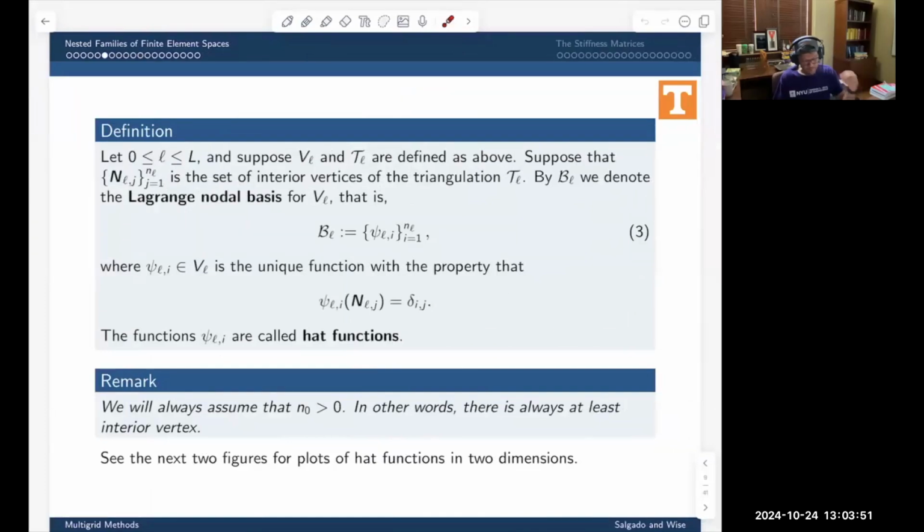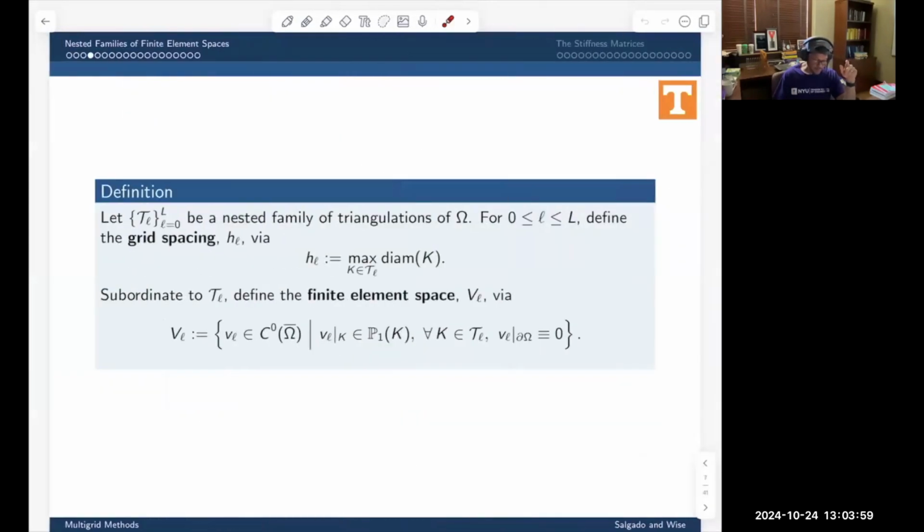As I said, those interior nodes are very important for us because we're going to use those to create bases. Now, I should have pointed out, when we define our finite element spaces, we're doing something which is very basic here. We're using piecewise linear finite element spaces. We could use piecewise quadratic, that would be P2, or piecewise cubic, P3.